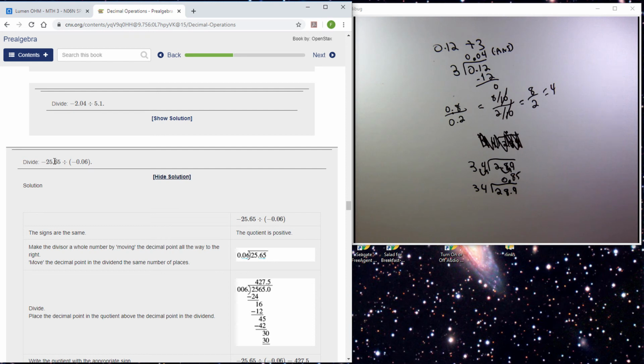So when you're dividing here, a negative divided by a negative is going to be a positive number. So we already know the answer is going to be positive. So for this one here, you can't divide by a fraction, so we shift it to divide by a whole number. In this case, I shifted over 2 places.